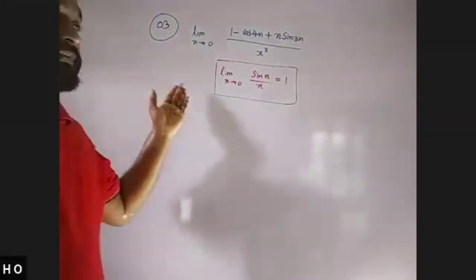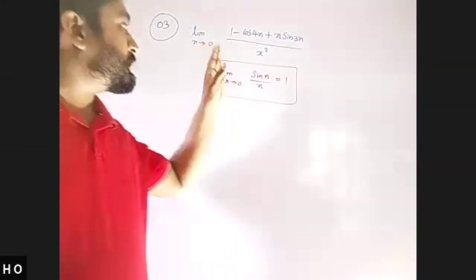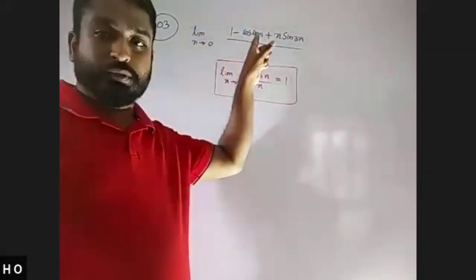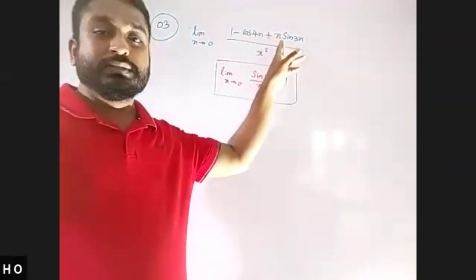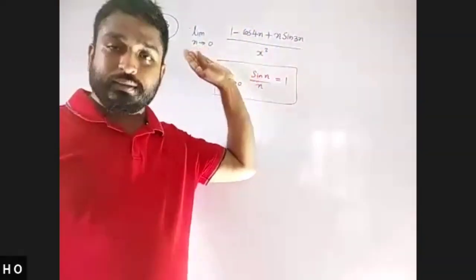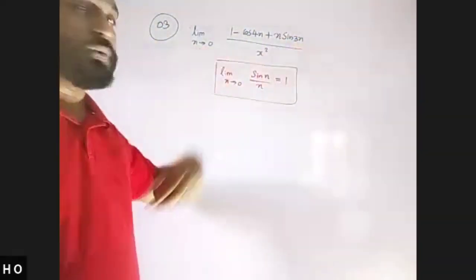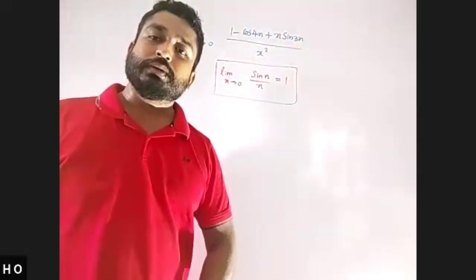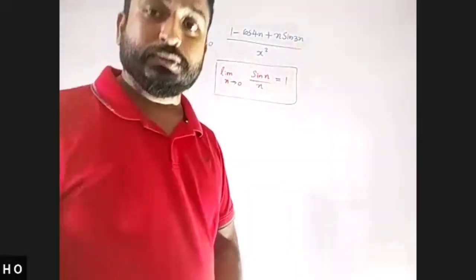Otherwise, check by directly substituting x as 0. 1 minus cos 0 is 1 minus 1, which is 0. 0 into sin 0 is again 0. So 0 is in the numerator. x squared is obviously 0, so 0 is in the denominator as well. So 0 upon 0.